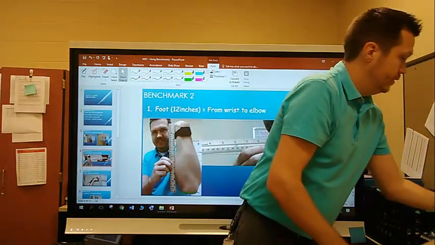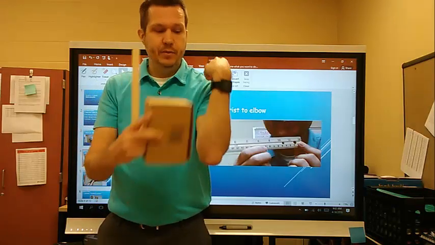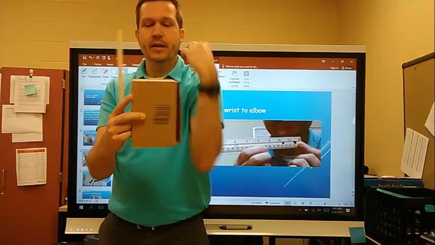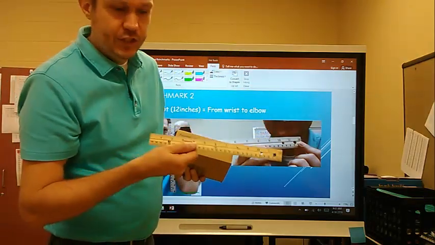It tells me for a ruler. This one is not quite that size, but it's bigger than my next benchmark. So I know that this is close to or about the size of my wrist to my elbow. So I would use my ruler to measure this too. Rulers have 12 inches.